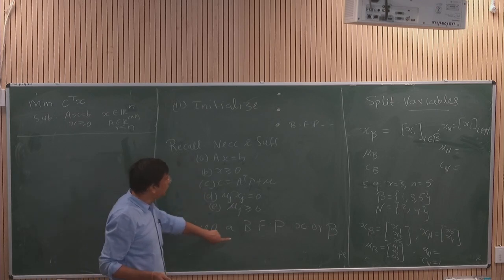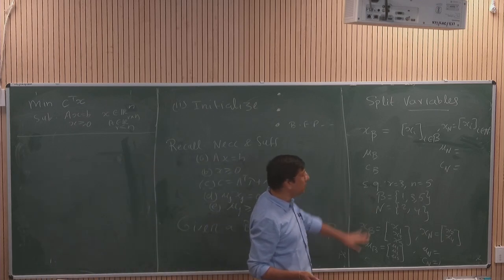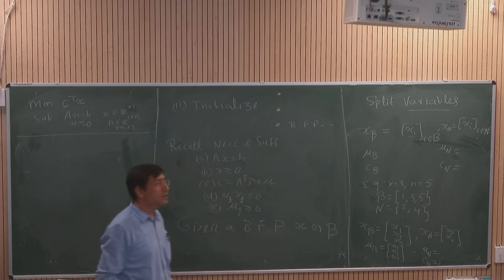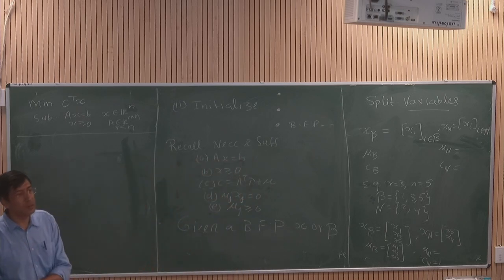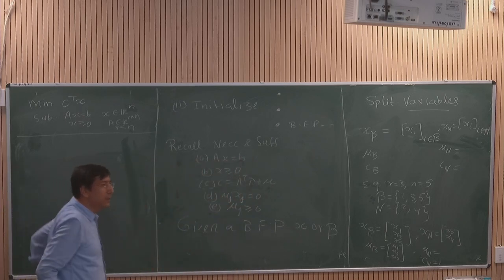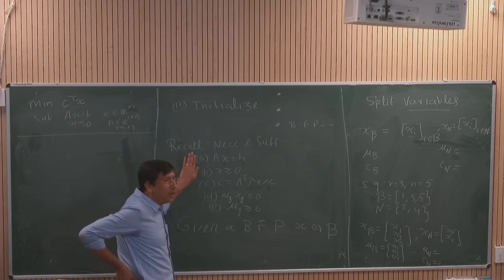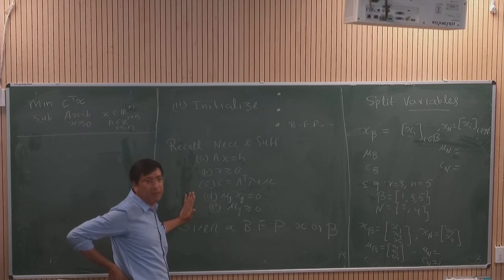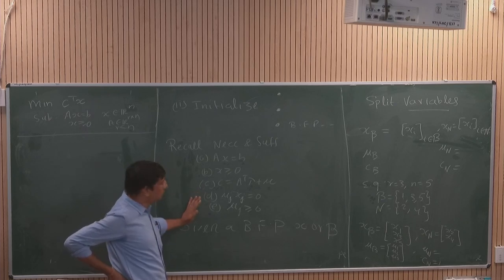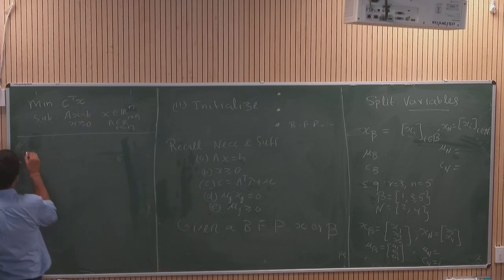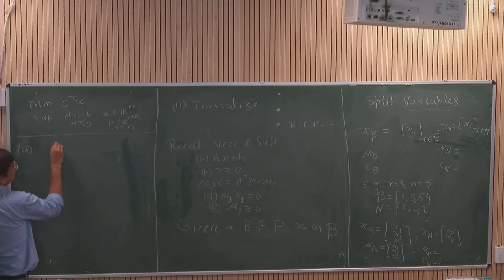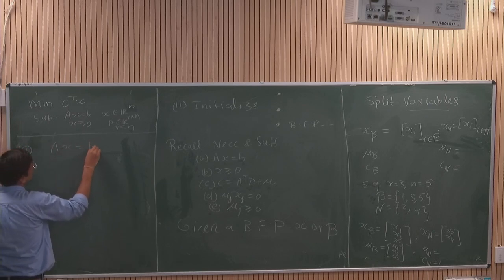Given my B set, I'll see what is known to me and what is not known to me, and then try to solve for it. Why? Because I've been given an x. If that x satisfies all of these, then I'm done. I found a solution. So we'll start with the first condition, Ax equal to b.